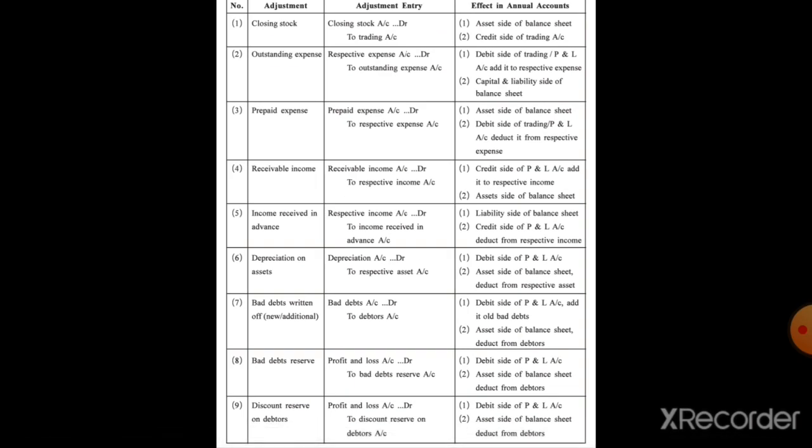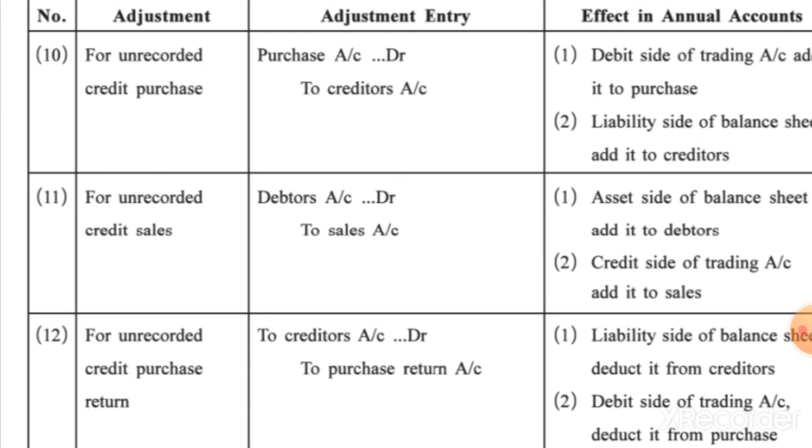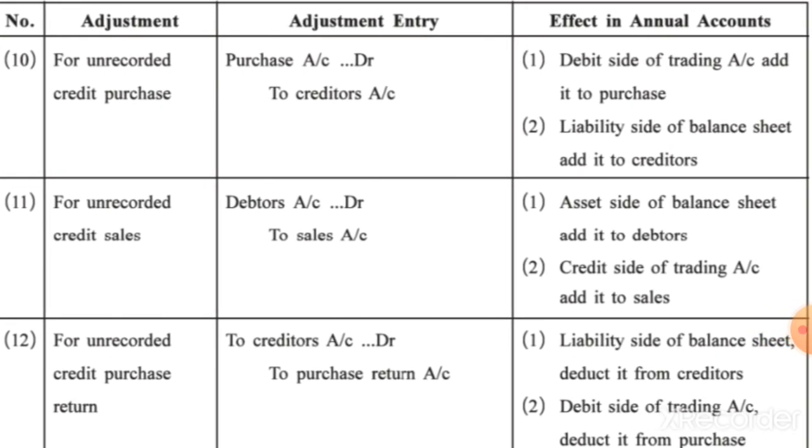Now after understanding the nine adjustment entries, let us understand the tenth adjustment entry, which is unrecorded credit purchase. If any purchase is not recorded in the books of accounts, but that amount of purchase was already made, then what would be the adjustment effect for it? The entry would be, as we already discussed, if it is a credit purchase, then creditors would be there, because you have purchased the goods and a debtor-creditor relation would arise.